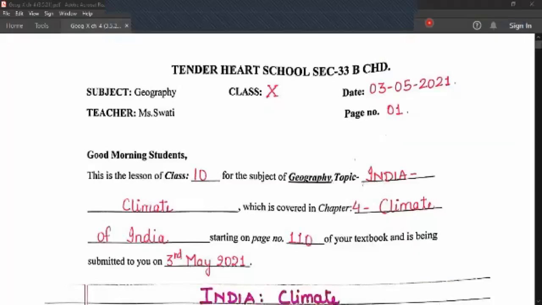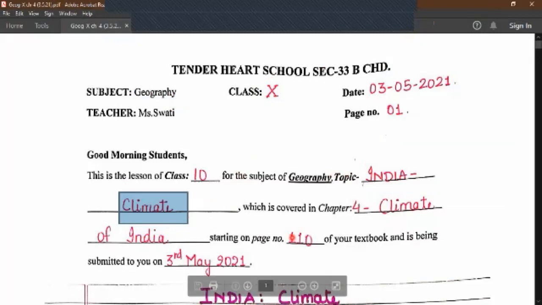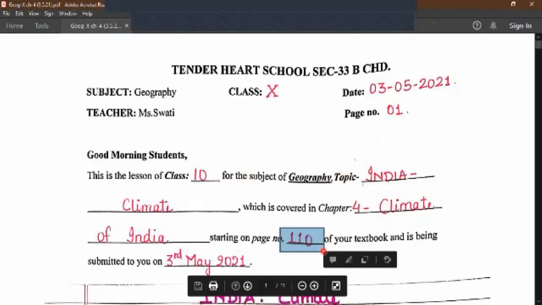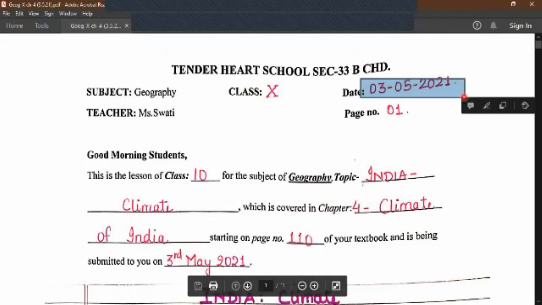Good morning, students. This is the lesson of class 10th for the subject of geography, topic India climate, which is covered in chapter 4 Climate of India, starting on page number 110 of your textbook and is being submitted to you on 3rd of May 2021.